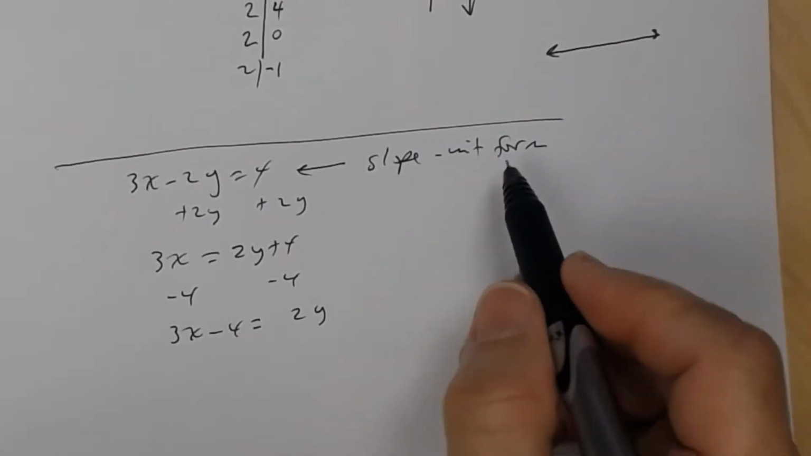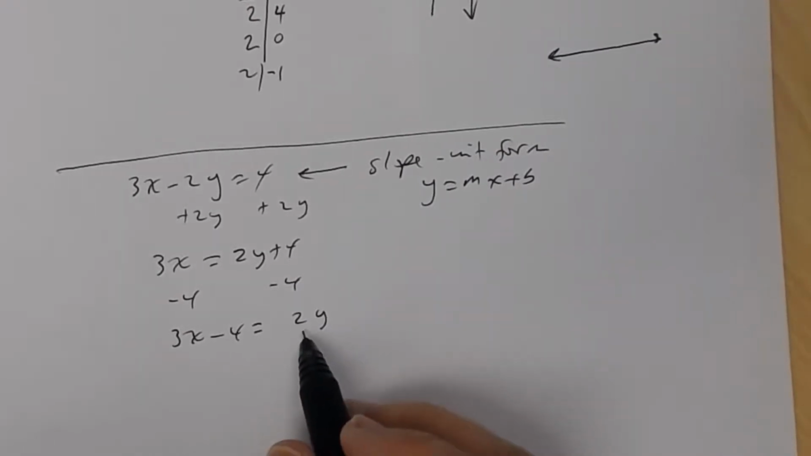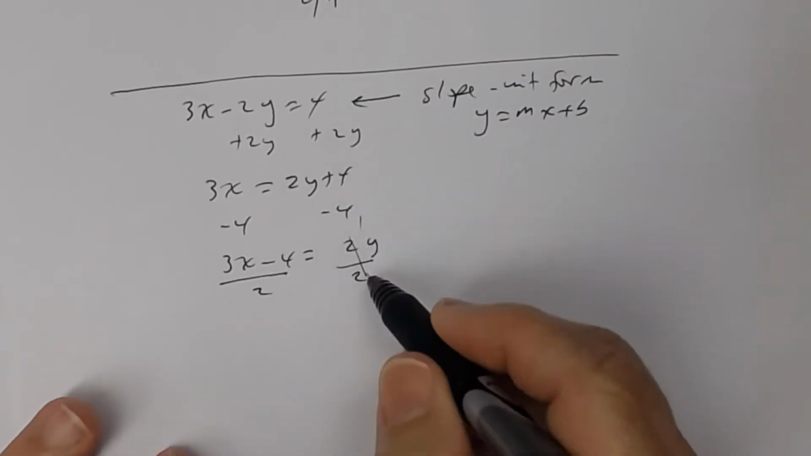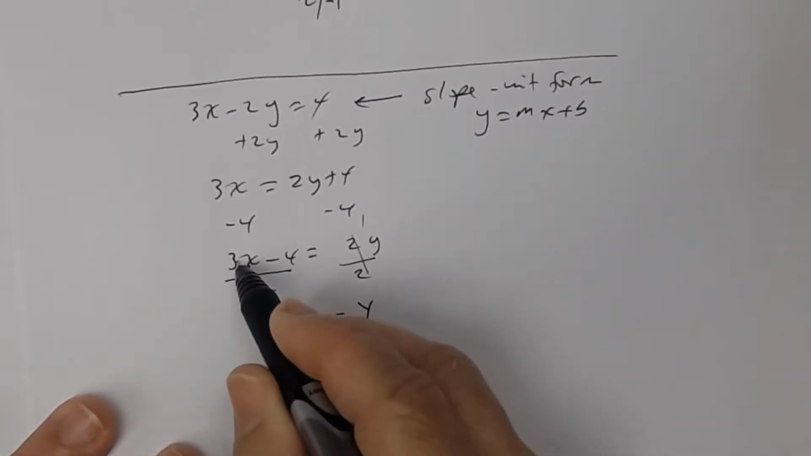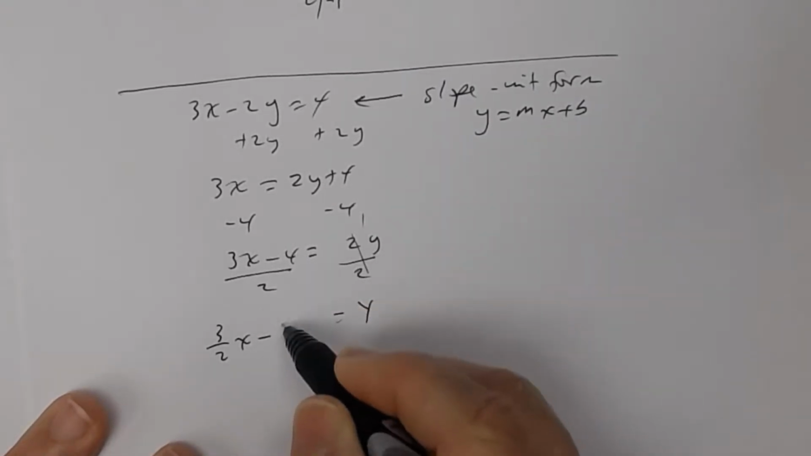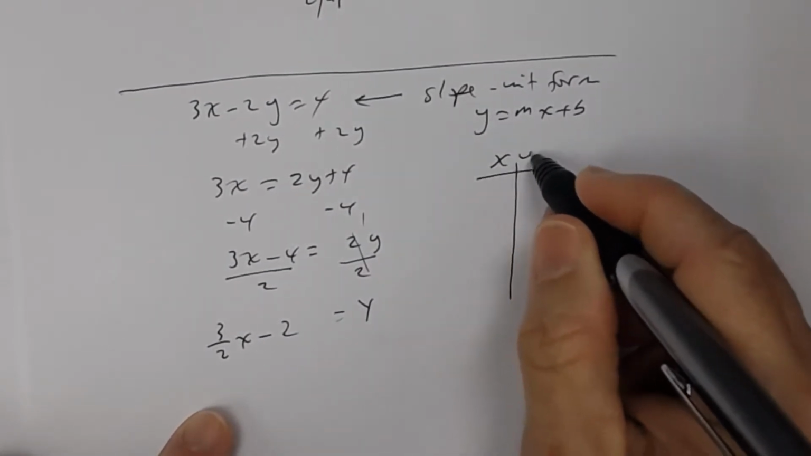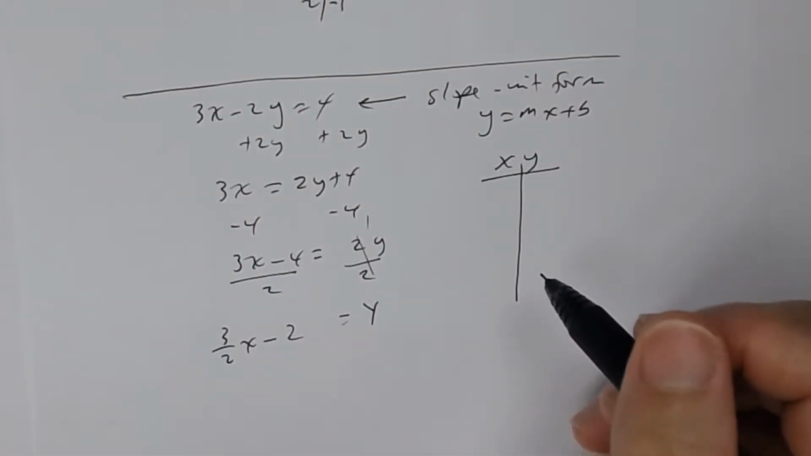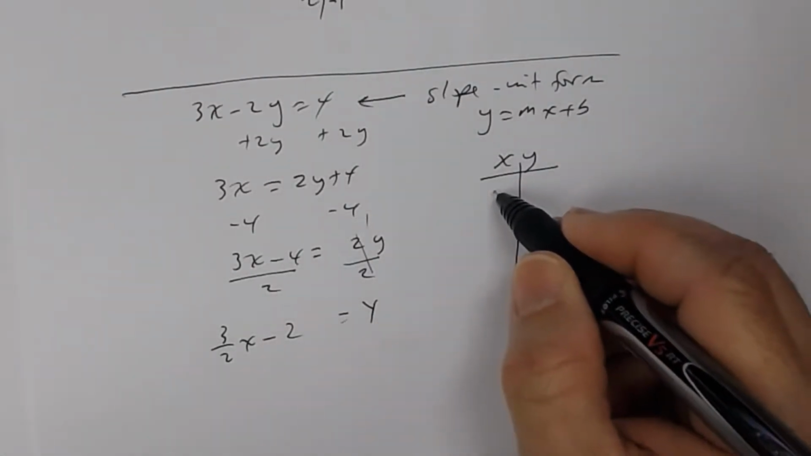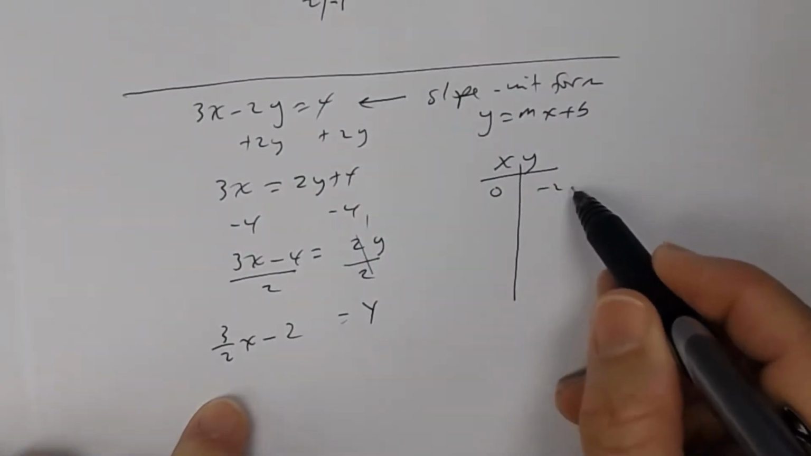And remember, to get this in slope-intercept form, that's y equals mx plus b. And so if I divide both sides by 2 and reduce, I get y equals 3 halves x minus, and this is 4 over 2, which is 2. So that's in slope-intercept form. So if I use a t-table, and remember, to graph a line you just need 2 points, you'll notice that if x is, let's say, 0, then I get 3 halves times 0 minus 2, which is negative 2.